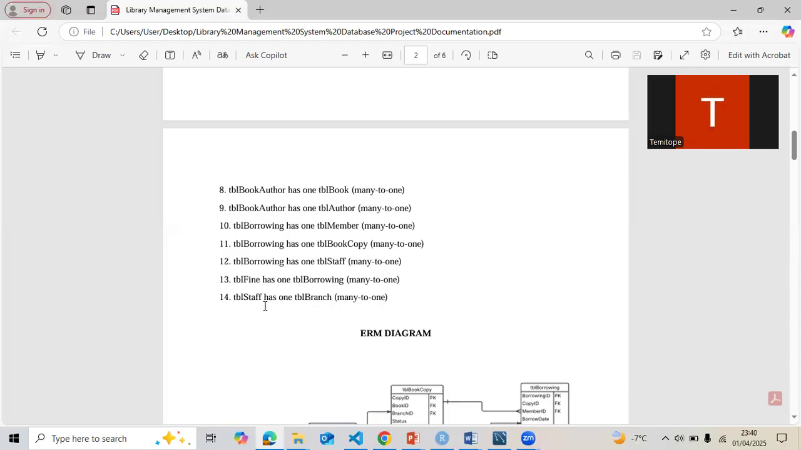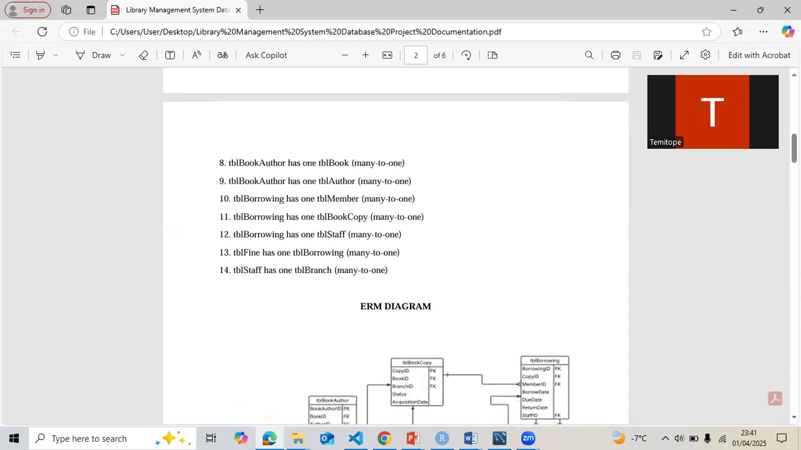So staff and branch has a many to one relationship. What this means is that many staff, of course, will be in a branch. So there are so many staff that will be in a branch at a particular time. Of course, there can't be just one staff in a branch. So that's a many to one relationship.